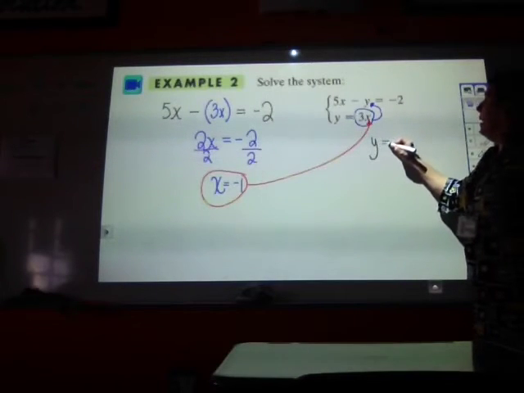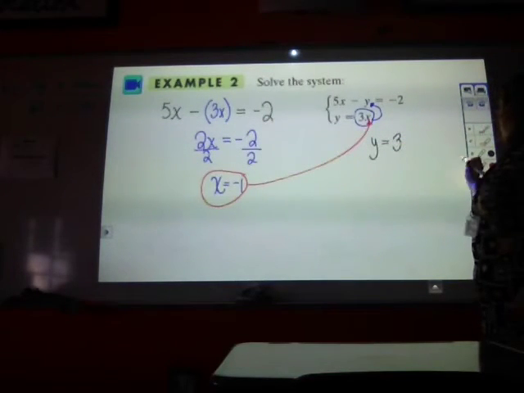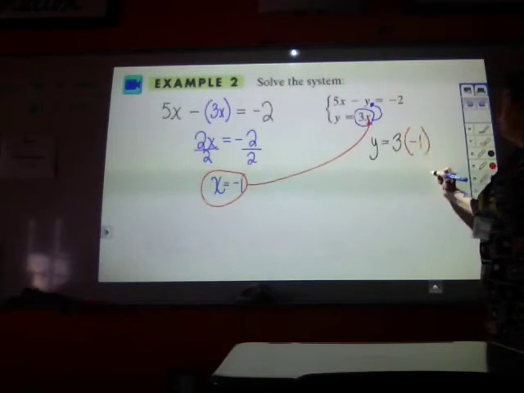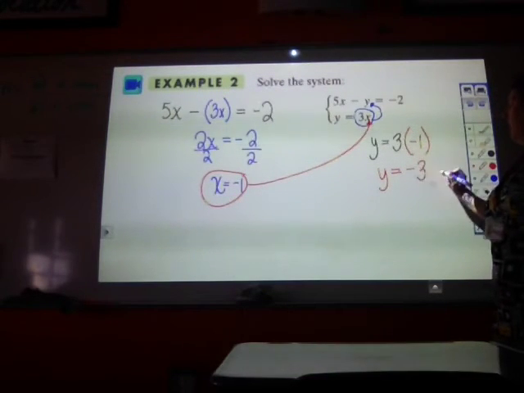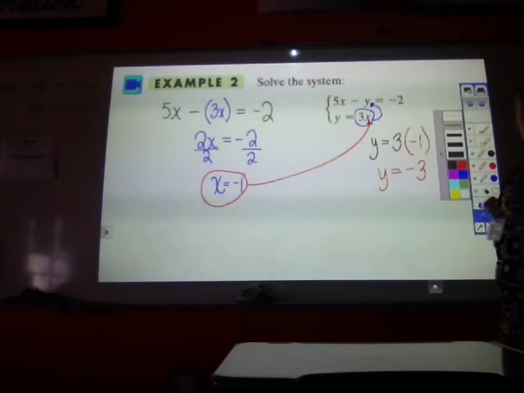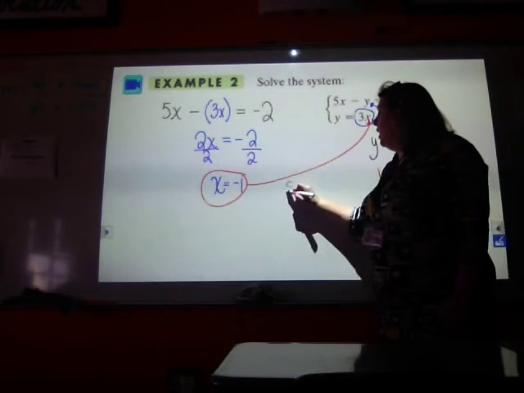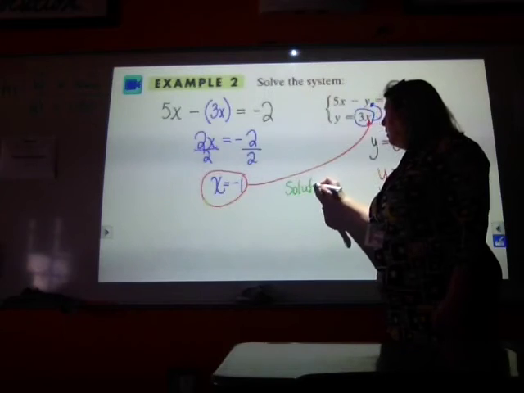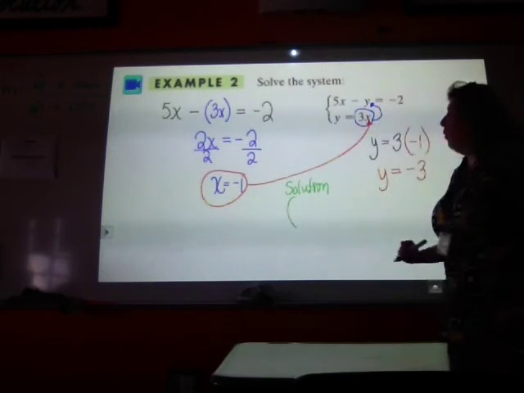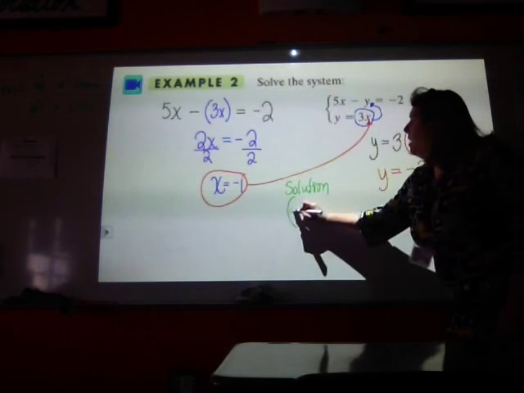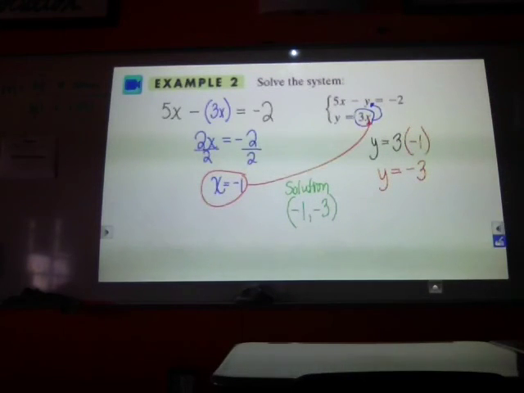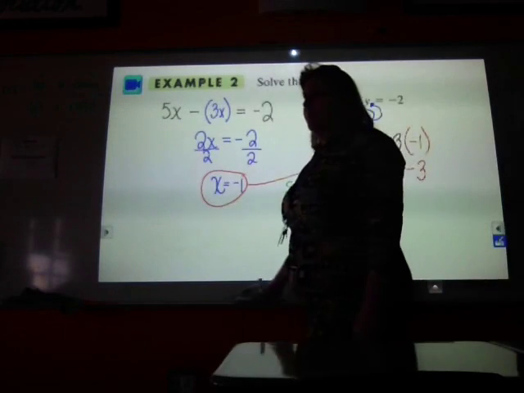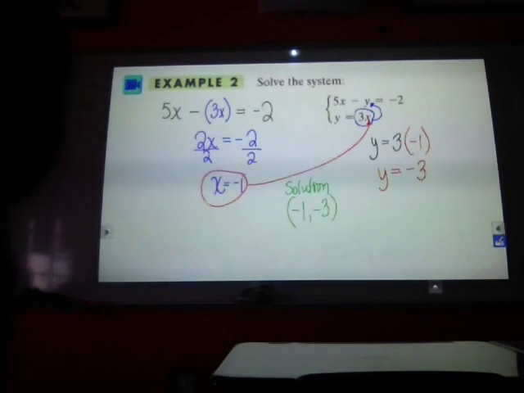So now y is going to be equal to 3 times the negative 1. So y is going to be equal to negative 3. Everybody agree? Yeah. My solution would be what? Negative 1, negative 3. So far, so good? Yeah. Everybody okay? Yeah. All right, now, you know what's coming. Ready?